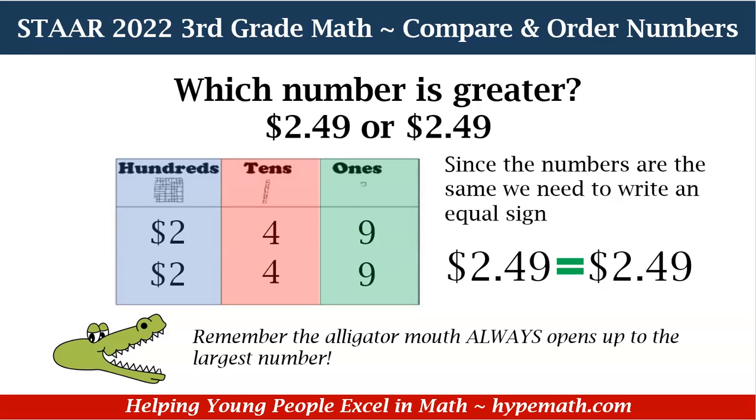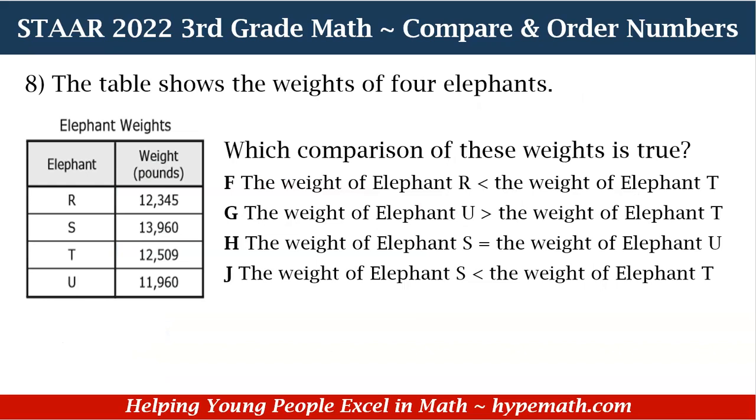Now, let's look at question number 8. The table shows the weights of 4 elephants. Which comparison of these weights is true? F, the weight of elephant R is less than the weight of elephant T. G, the weight of elephant U is greater than the weight of elephant T. H, the weight of elephant S is equal to the weight of elephant U. Or J, the weight of elephant S is less than the weight of elephant T.